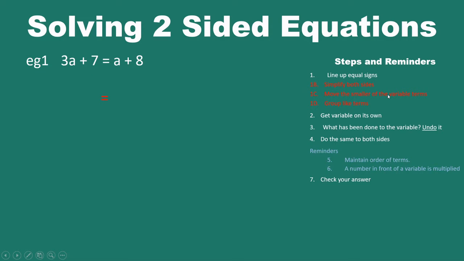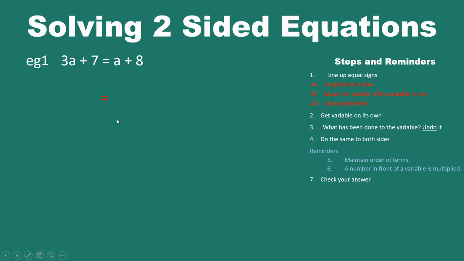Move the smaller of the variable terms. Looking at our variable terms, that's the terms with the letters in them. So 3A and A. Which one is smaller, 3A or A? Hopefully you'll agree with me that 1A would be smaller than 3A's. So I'm going to move this term from the right side to the left side.